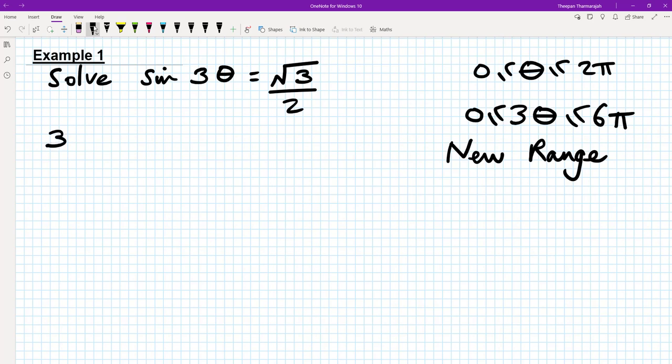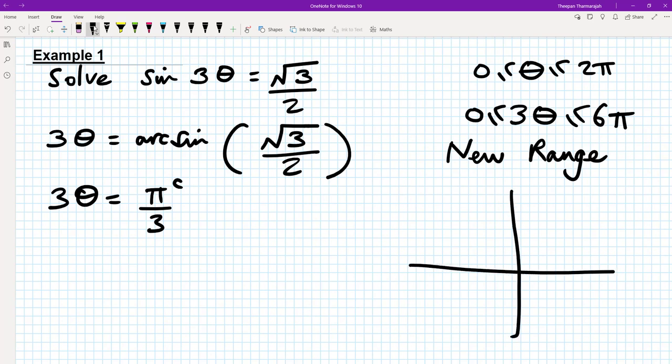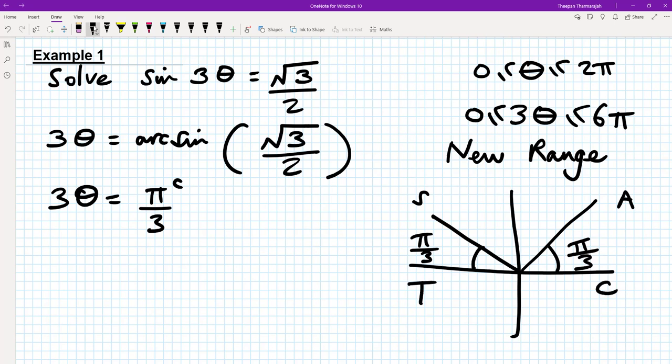So we do the same thing as before. So 3 theta is arc sine root 3 over 2. Now we know that's going to be 60 degrees. Well, that's exactly the same as pi over 3 radians. So we can draw our cast diagram now and say, where is sine positive? Well, it's positive in the first quadrant, and it's also positive in the second quadrant. And we've got A, S, T, C.